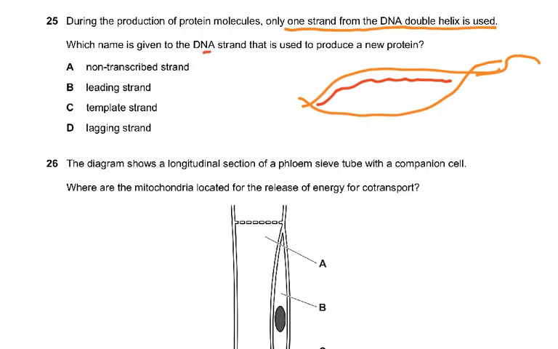Which name is given to the DNA strand that is used to produce a new protein? So the answer is C, template strand. Leading and lagging strands are in DNA replication. Non-transcribed strand would be this one. Which name is given to the DNA strand that is used to produce a new protein?